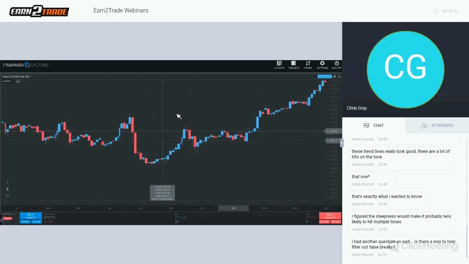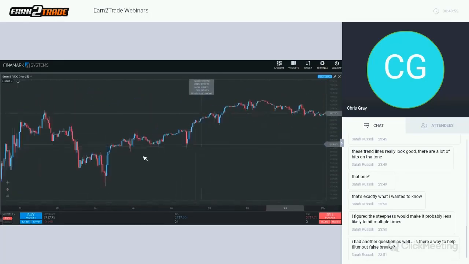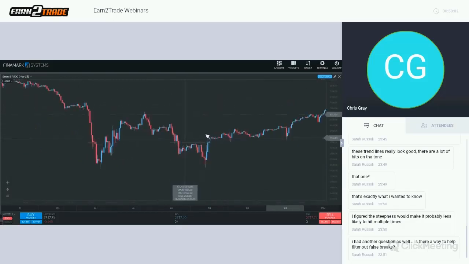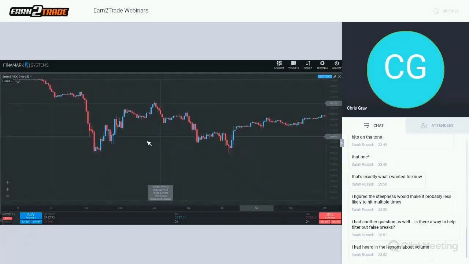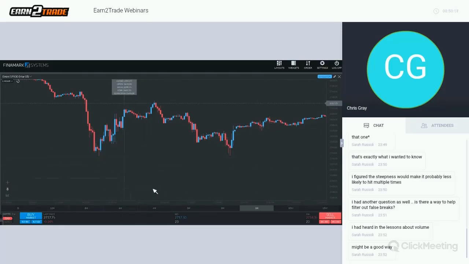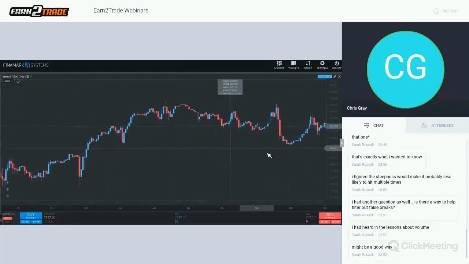I'll find some live examples for you. Zoom out for now, then we'll zoom back in. False breakouts. Let's look for an example of a false breakout. Sarah says, I heard in the lessons about volume, which I imagine means attempting to use another indicator to measure the strength of a move and whether you actually expect it to be breaking or not. And yes, that is absolutely possible. I'm trying to find a visual example, keeping it simple here.